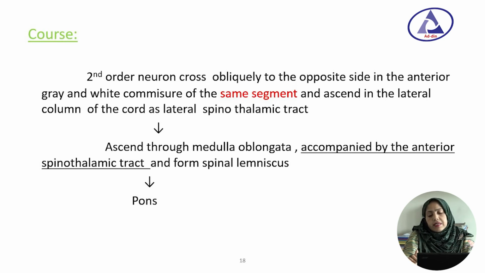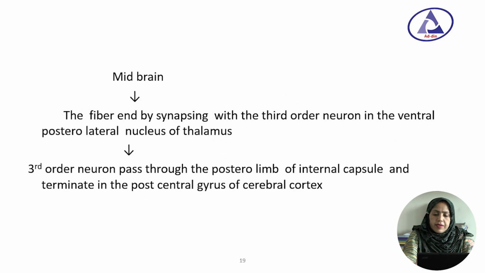segment and ascends in the lateral column as the lateral spinothalamic tract, and then ascends through the medulla oblongata, accompanied by the anterior spinothalamic tract, and forms the spinal lemniscus, and then passes through the pons and midbrain, and the fibers synapse with the third order neuron in the ventral posterolateral nucleus of the thalamus. The third order neuron then passes through the posterior limb of the internal capsule and terminates in the postcentral gyrus of the cerebral cortex.